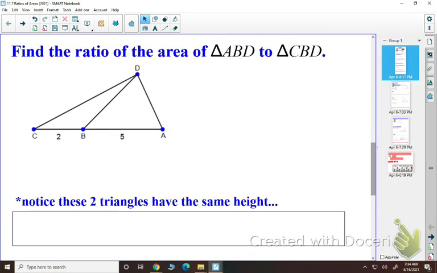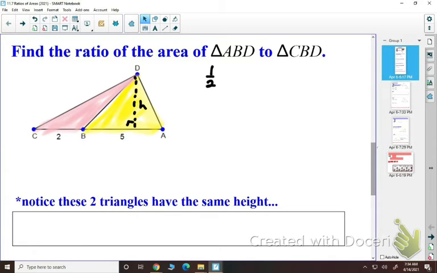Okay, so let's continue into this part. It says find the ratio of the area of triangle ABD to triangle CBD. So again, what we're looking at is triangle ABD, I'll highlight that in yellow. And then let's switch colors here. Triangle CBD, I'm going to highlight that in pink. Again, area of a triangle is 1/2 base times height. If I do ABD first, I don't know the height. So let's draw it in and call that H.